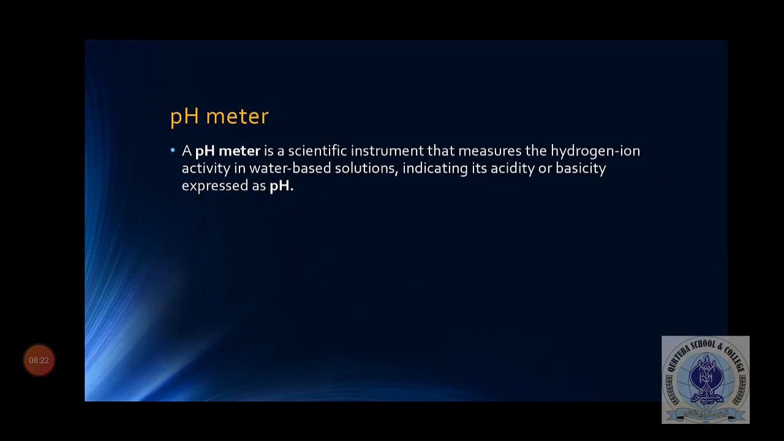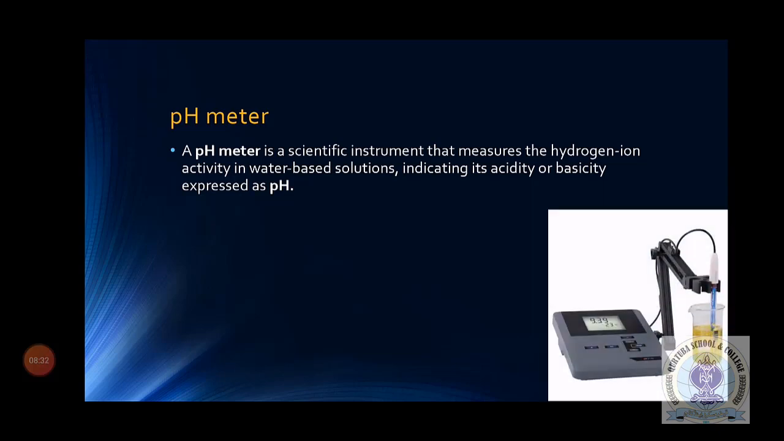What is a pH meter? A pH meter is a scientific instrument that measures the hydrogen ion activity in water-based solutions. It indicates the acidity or basicity, expressed as pH. In the picture, you can see that the pH meter is indicating the pH value of a solution, which is around 9.39. So it means the solution is basic. So these are the methods which will help you identify whether a clear liquid is an acid or a base.